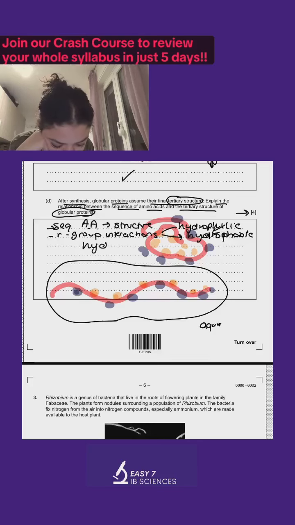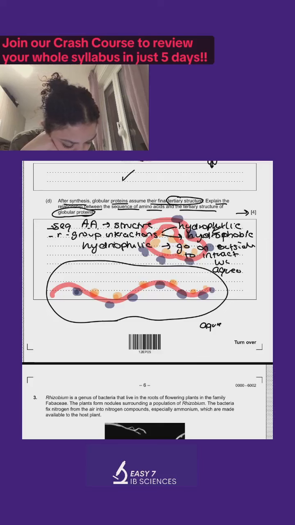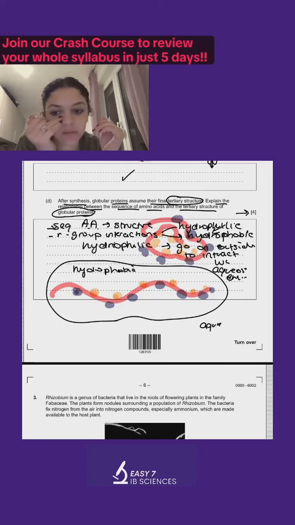hydrophilic ones will go on the outside to interact with the aqueous environment, and the inner hydrophobic ones will hide from the aqueous environment. And yeah, that's what you need to say. Hopefully that makes sense, guys.